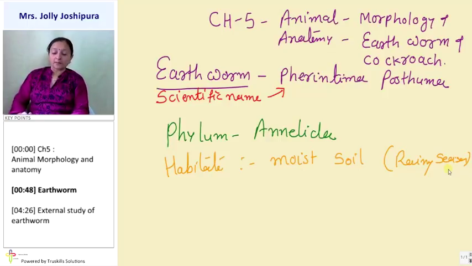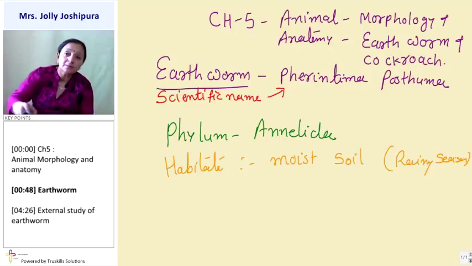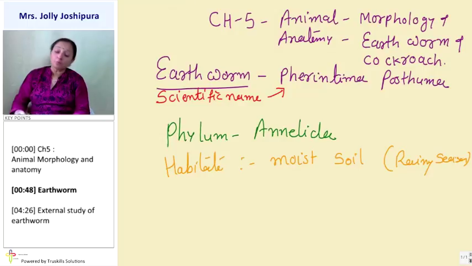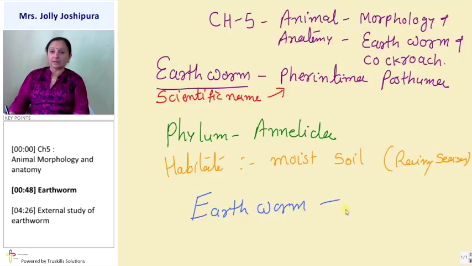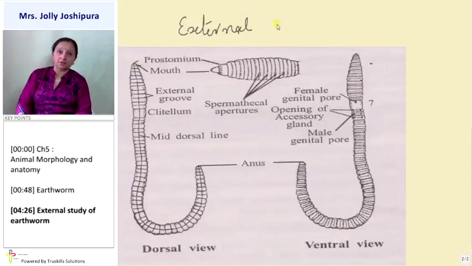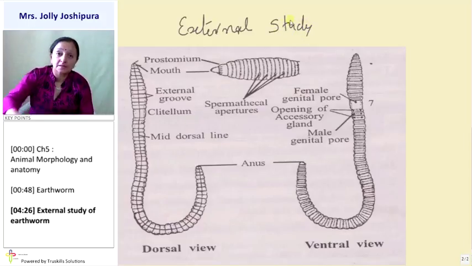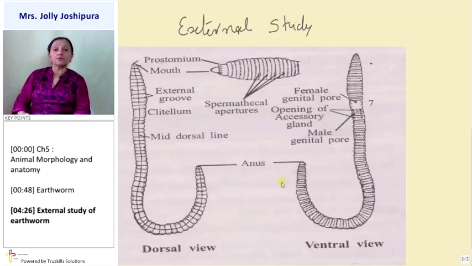Now, one most important thing you know is that earthworm is a bisexual animal. That means in one animal we can find both types of sex organs. Earthworm is the best example of a bisexual animal. Now we have to see the dorsal view and ventral view. That means we will see morphology first. External study: we have 2 types of external study, one from the dorsal side, that is the dorsal view, and the ventral view.